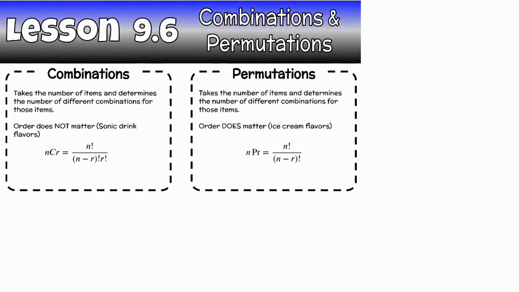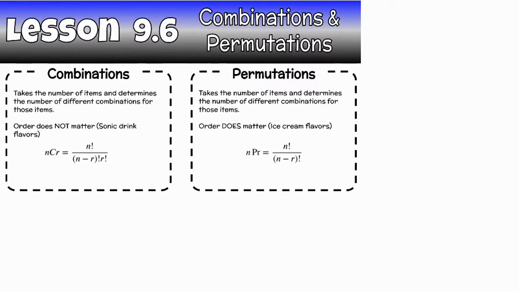Guys, in this lesson we're going to look at combinations and permutations. Combinations are a type where order does not matter. I think of these as Sonic drink flavors. When you get a Sonic drink and you add in 2 or 3 flavors, you can taste all of them, but you don't know the order in which they put them in the actual cup.